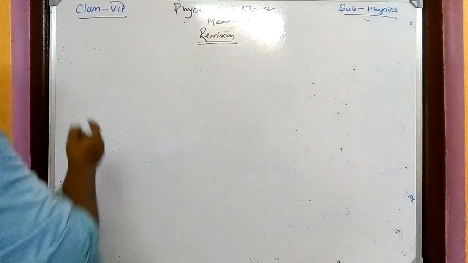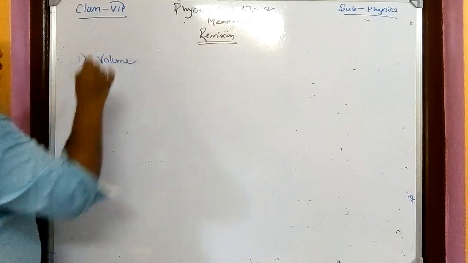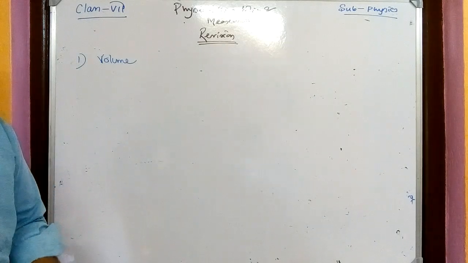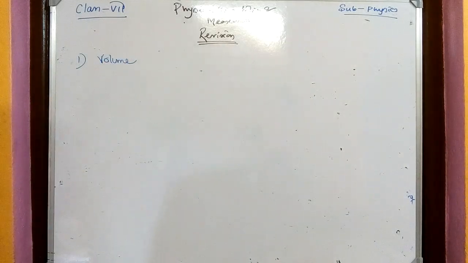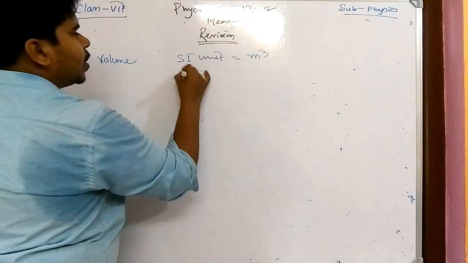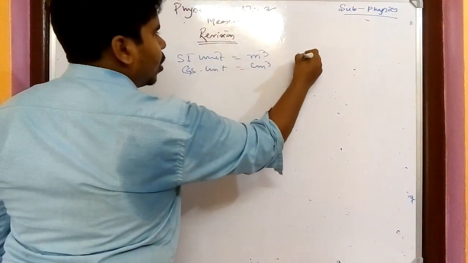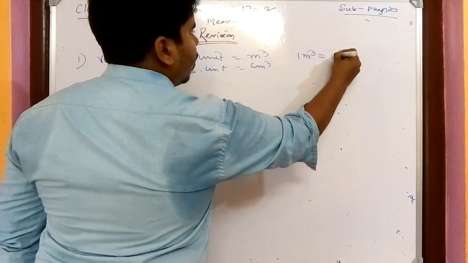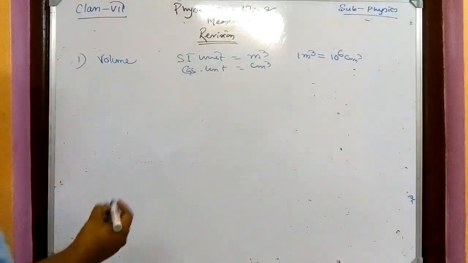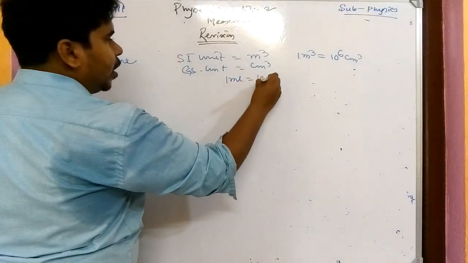So revision, the first thing we have learned here is volume. That is the definition of volume. Here we have learned that the space occupied by an object is known as volume. Its SI unit we have learned, it is meter cube. CGS unit is centimeter cube. We have learned the relation 1 meter cube equals 10 to the power 6 centimeter cube. Apart from that, to measure the volume of liquid, we have taken ml. We have learned 1 ml equals 1 centimeter cube.